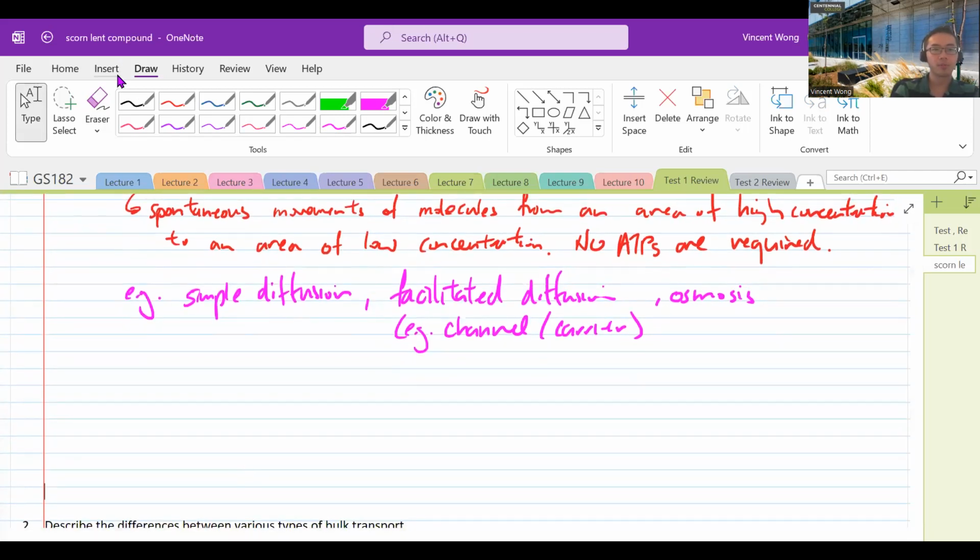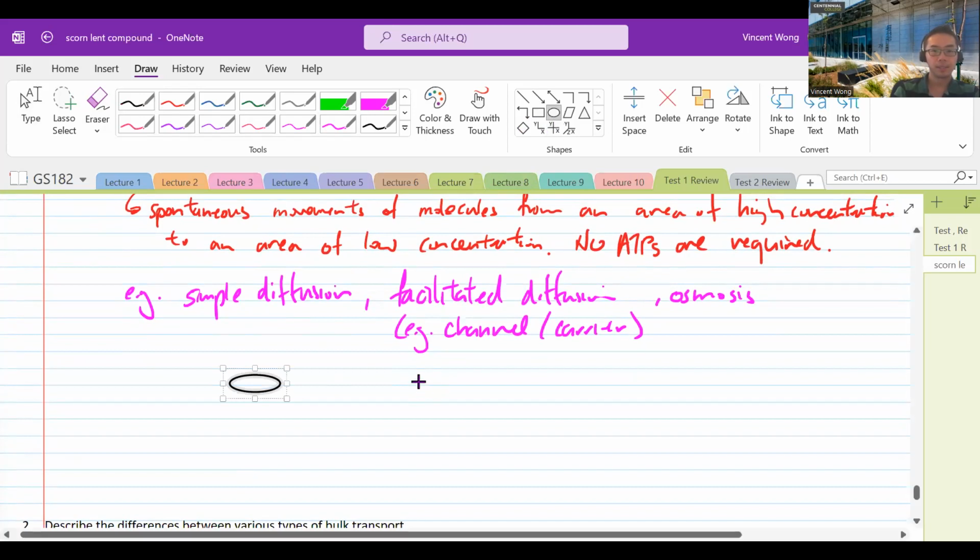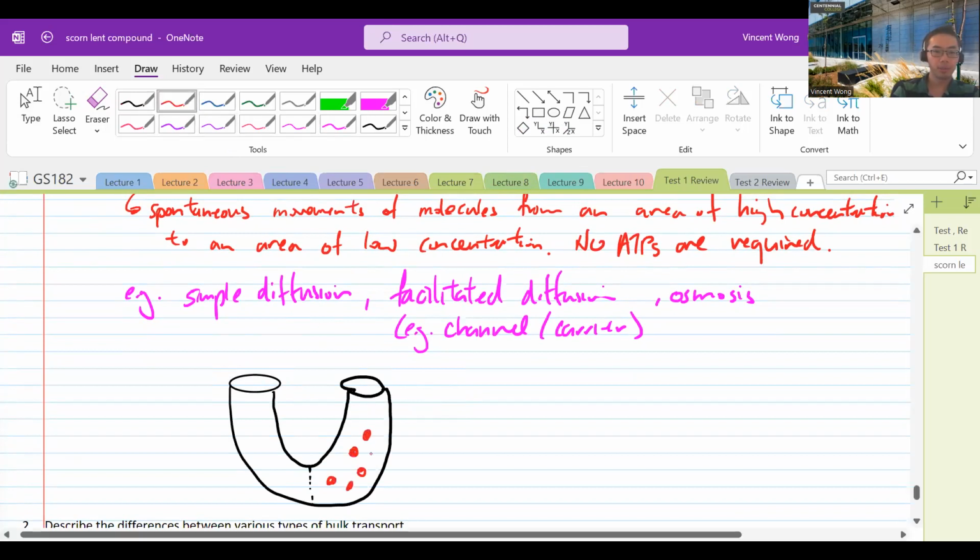Talking about osmosis, don't forget to review this question. There is the U-shaped tube, right? There's a semi-permeable membrane at the bottom, and then you have all these big circles that represent the solute. Okay, so they're too big to cross the membrane, and then you have the water level like this, the same level at the beginning, and then over time, what's going to happen?